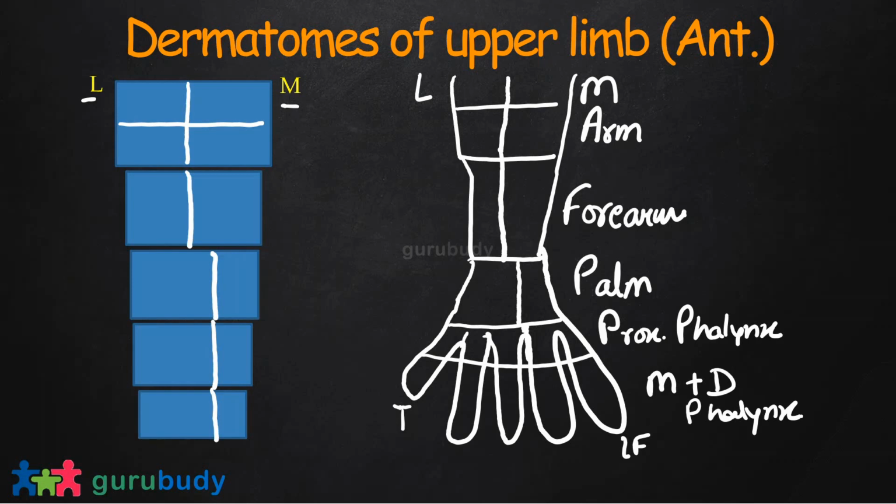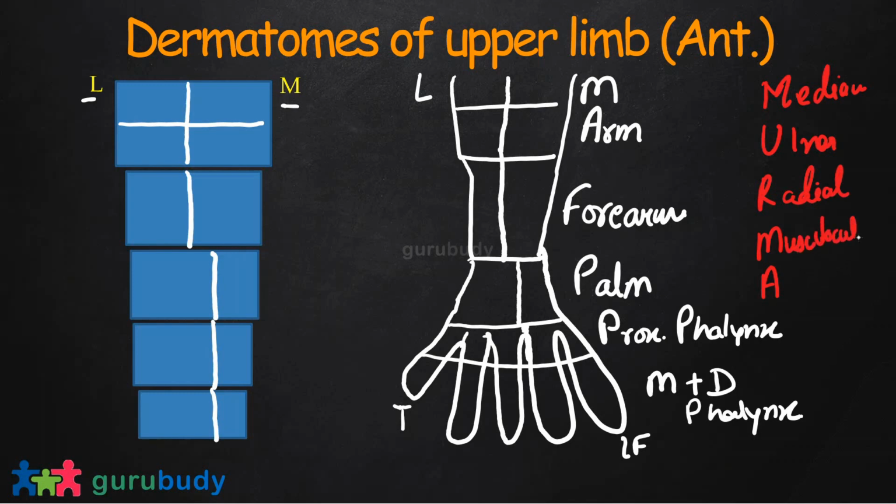As we know, in the brachial plexus we have the different nerves, and there is a mnemonic for it, or a short form we can say, which is a better way to remember. It is MURMA, in which it represents the median nerve, ulnar nerve, radial nerve, musculocutaneous nerve, and axillary nerve. So these all 5 nerves are going to represent here.